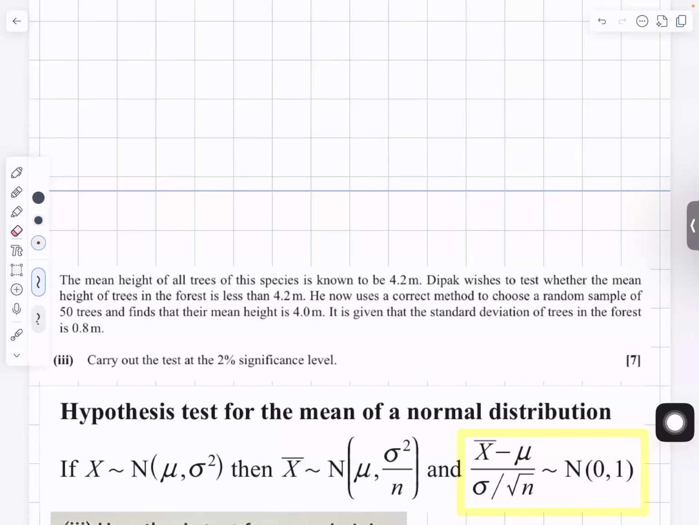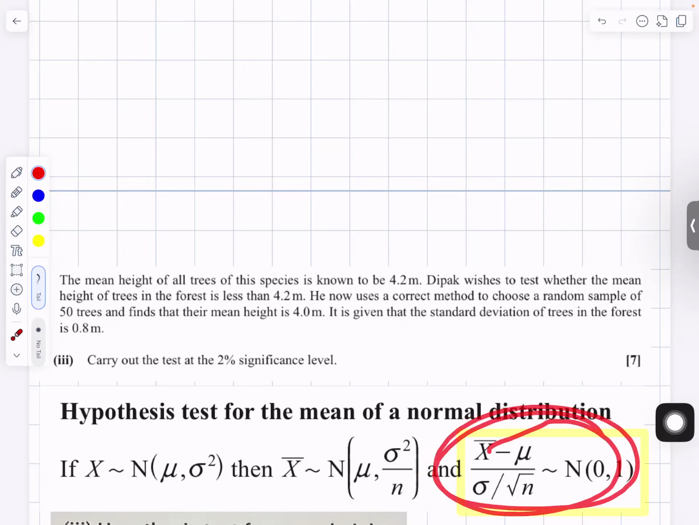As with A levels, there's another way to do this question. You can use this formula I'm circling at the bottom there to calculate the Z value, and then you calculate the Z value and then compare them. But don't worry about this method if you know the one I've just shown you.